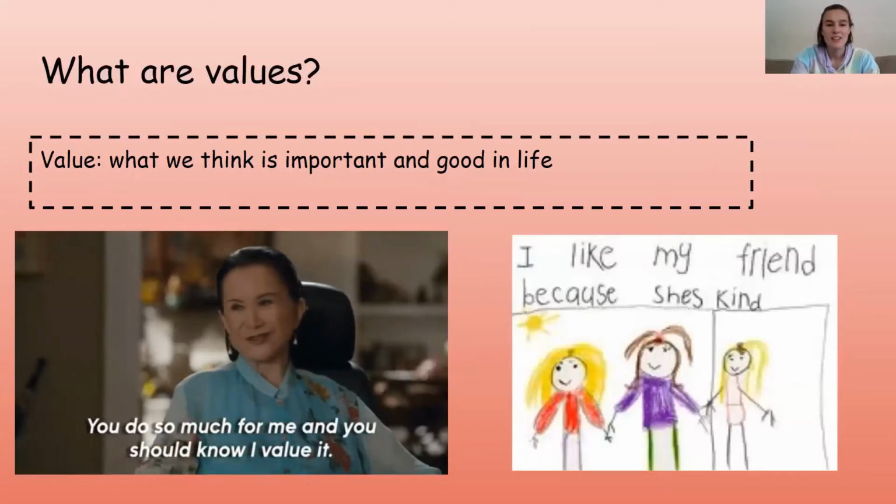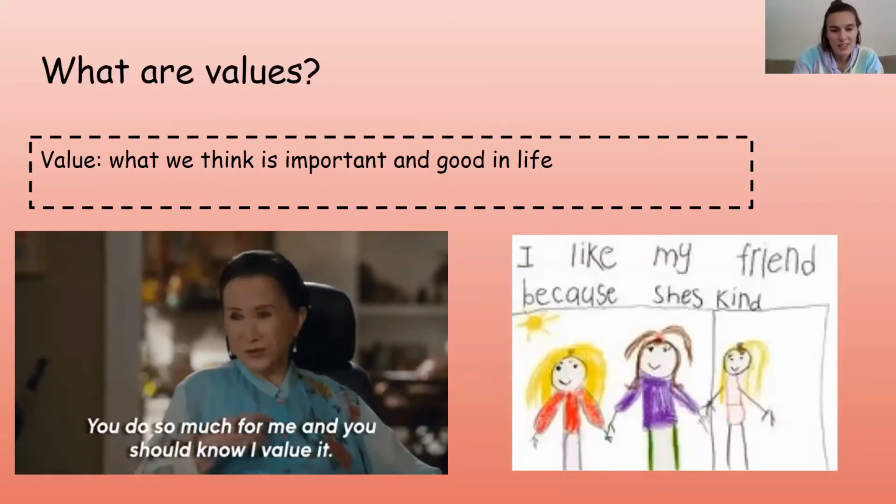But now we're going to go into what are values. So Take 10, we say that values are what we think is important and good in life. Both these pictures show 2 different kinds of values. On the left, this lady is saying, "You do so much for me and you should know that I value it. Thank you." So this is talking about valuing a person, a pet, all those people and things, maybe a sport that we love.